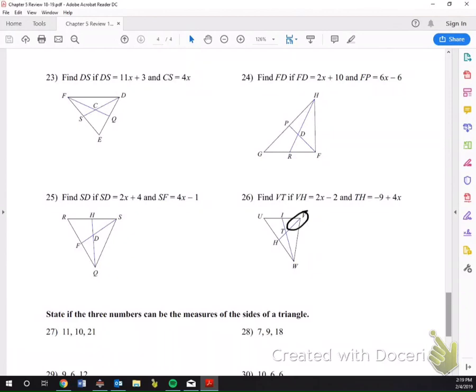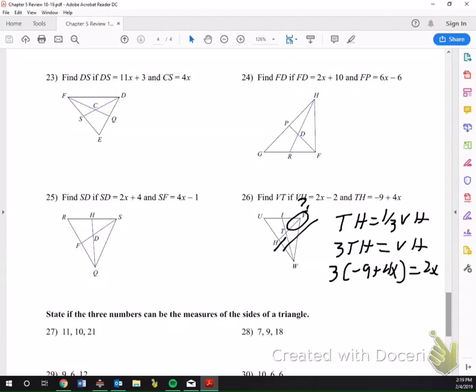So 26, same idea. Here we have VT. That's what we're looking for. Now this is a little tricky, because that's our 2/3, right? But we're not given anything with that. What we are given is the full length, VH, and the 1/3 length. So we know that TH is 1/3 of VH. Okay, so we're just going to solve this. That's going to give us our x.